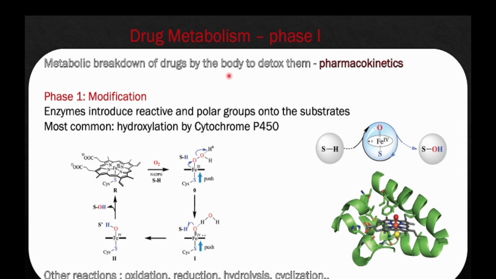In phase 1, we have something called modification. The enzymes which are responsible introduce reactive and polar groups onto the substrates. The most common is hydroxylation by cytochrome P450. There are also other reactions: oxidation, reduction, hydrolysis, and cyclization.